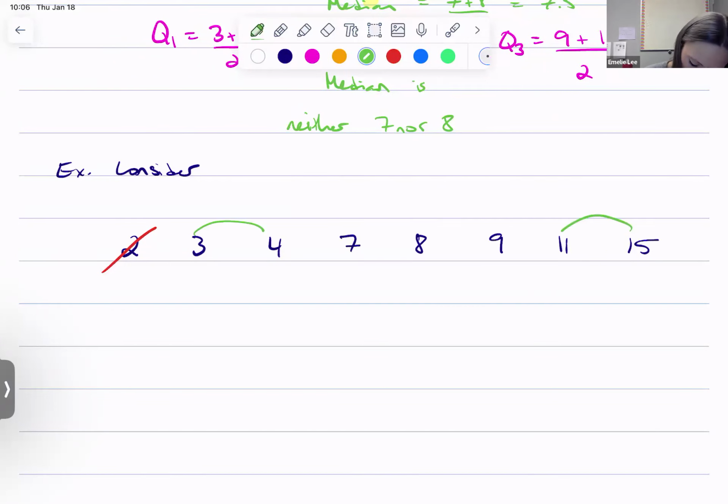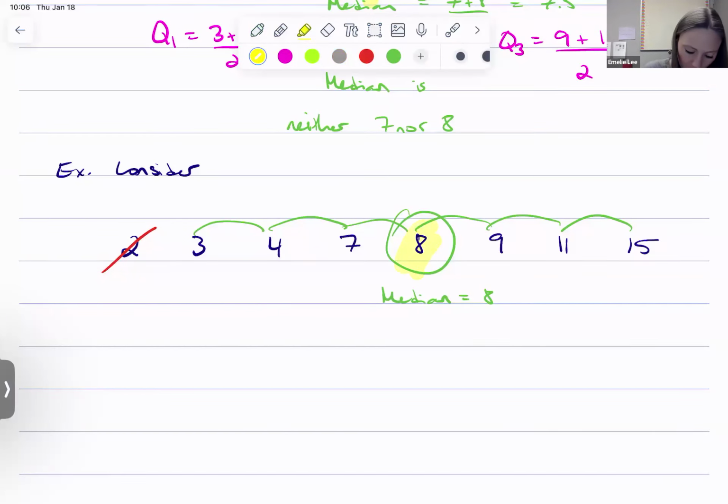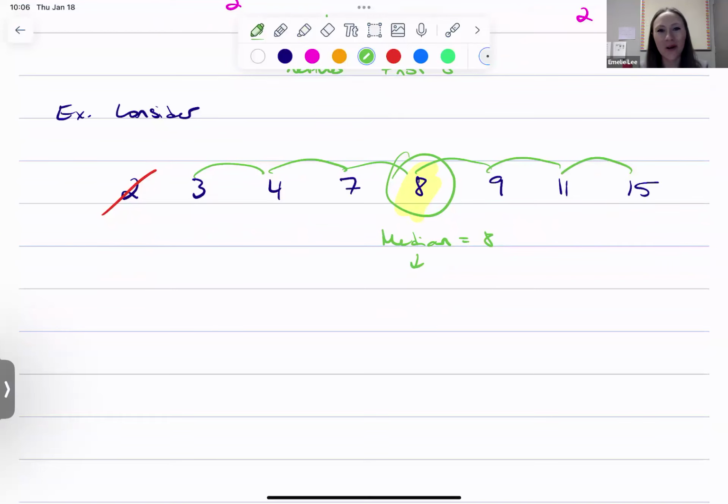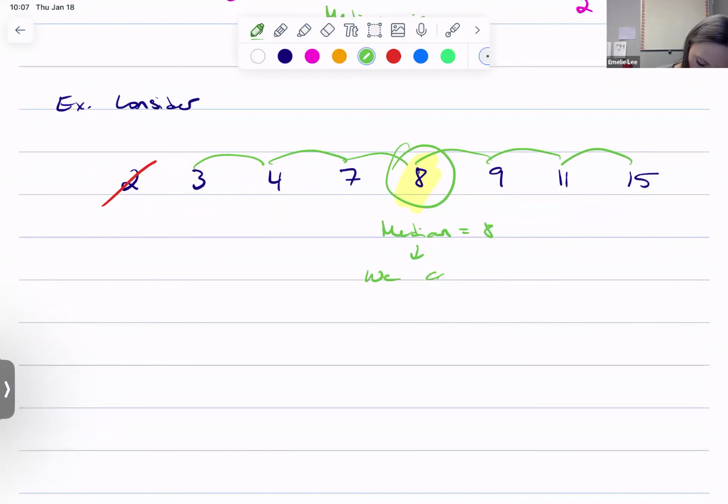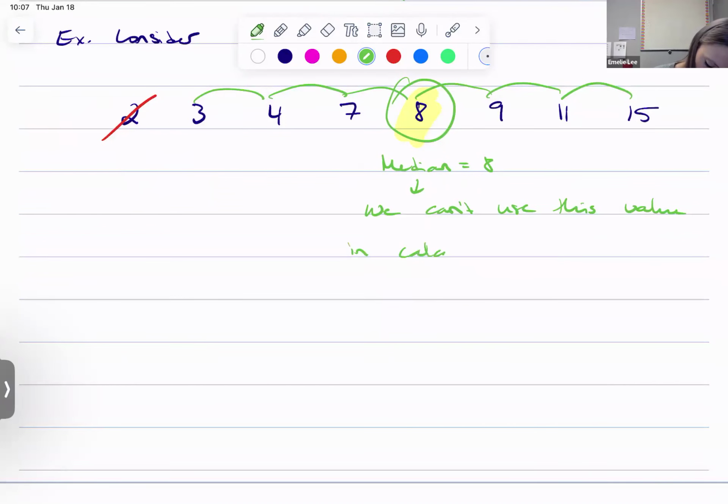And so now boop, boop, boop, boop, boop, boop. 8 is my median, right? I landed on that value. So the median is 8. Okay. And so here, what you want to keep in mind is that now we can't use this value in our quartiles, in finding our quartiles. We can't use this value in calculating the quartiles.